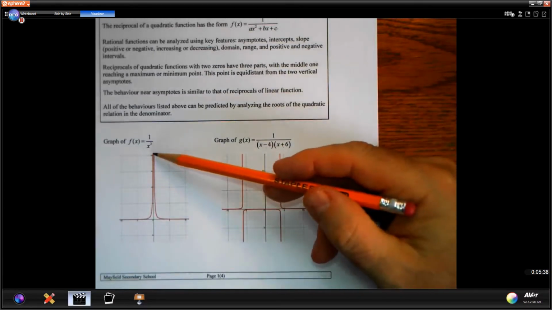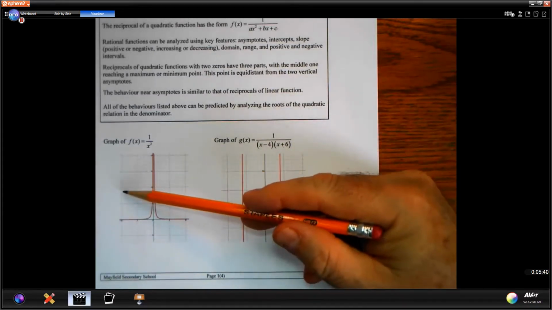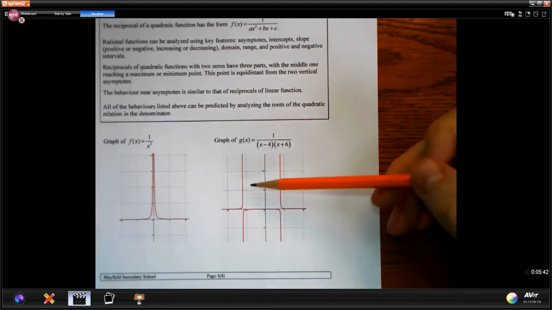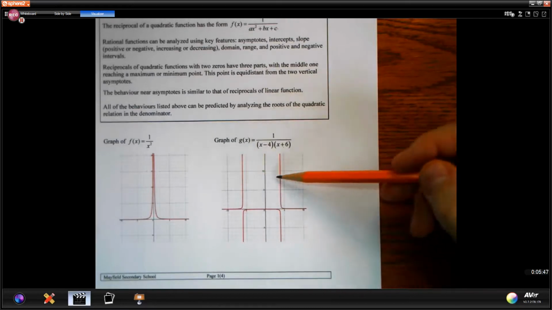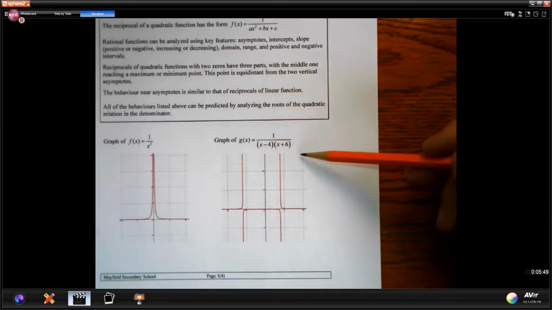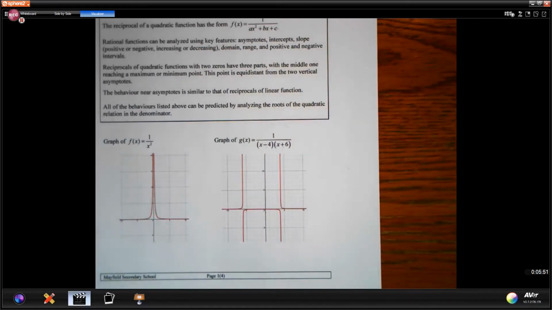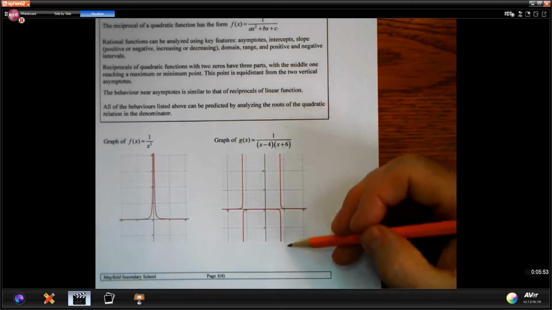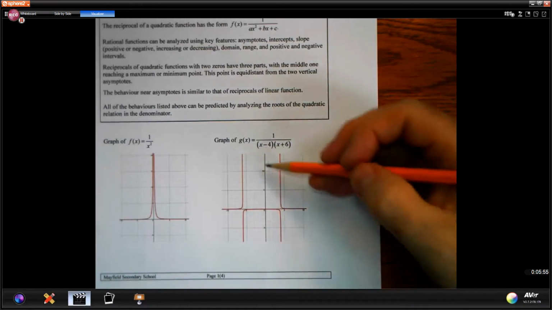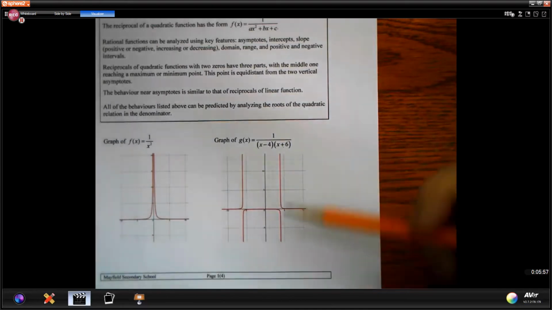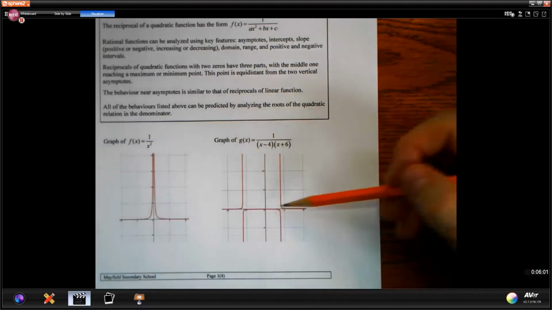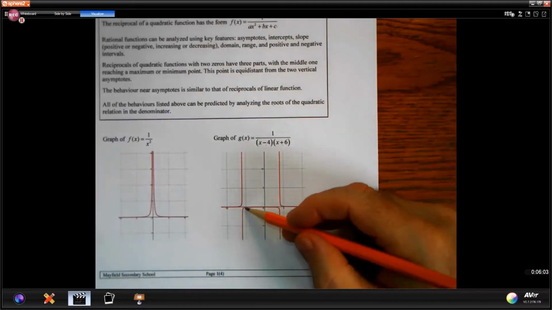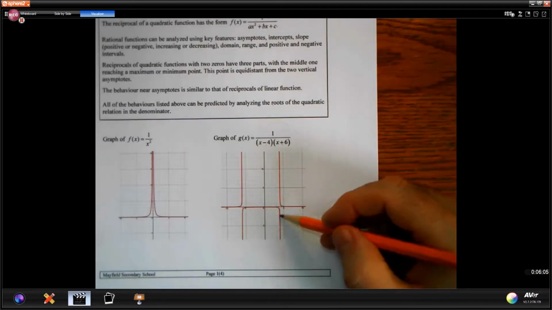Before it was just two, because you'd have the left side of the asymptote and the right side. Now you have the left side, the middle between the two asymptotes, and then the third area to the right of the higher vertical asymptote. And you can see this middle area is kind of unique compared to what we did before. It almost looks like a parabola in some ways.